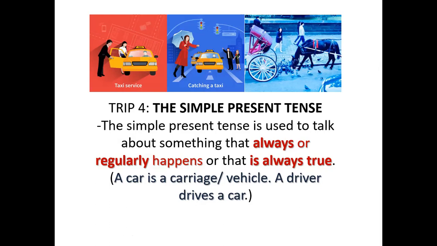What does a pilot do? A pilot flies planes. What does a writer do? A writer writes books. This is always true. So this is the simple present tense.